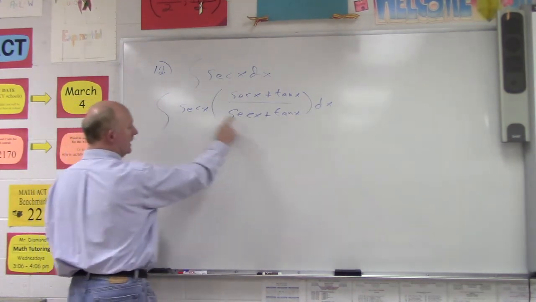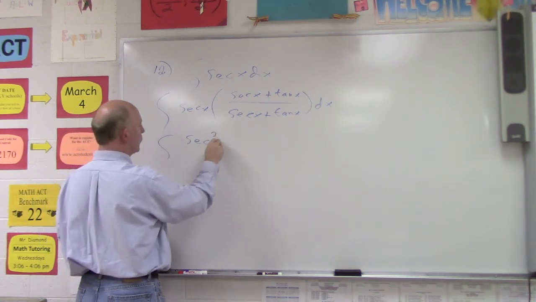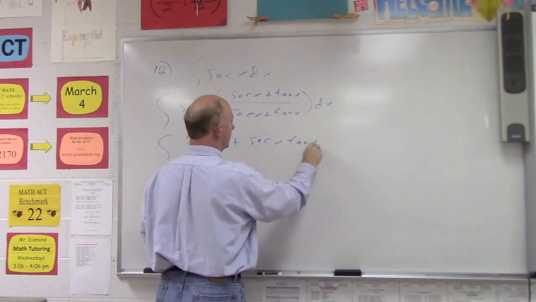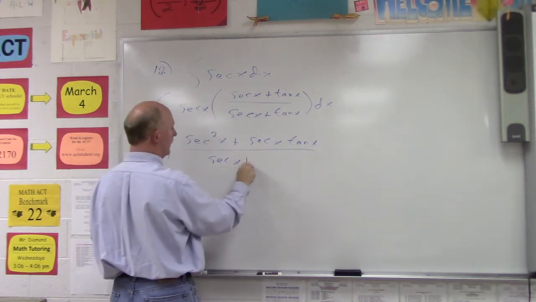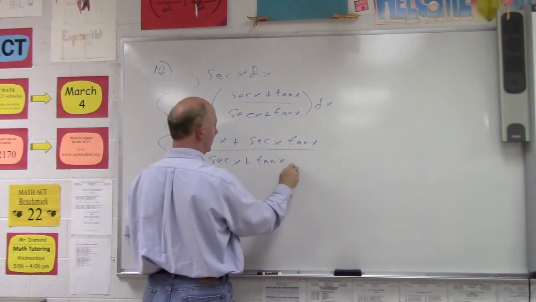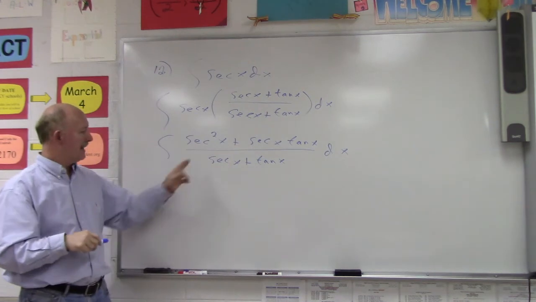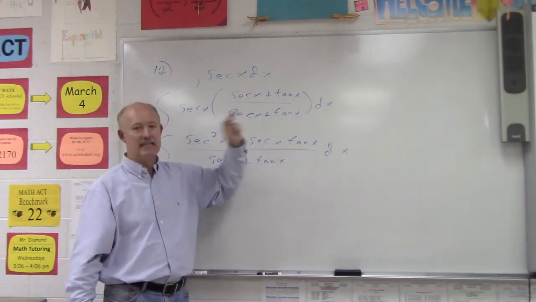So let's multiply secant x to this now. Our integral becomes the integral of 1 over secant squared x plus secant x tangent x, divided by secant x plus tangent x, dx. Now, notice what we got. The derivative of secant is secant tangent, and the derivative of tangent is secant squared.